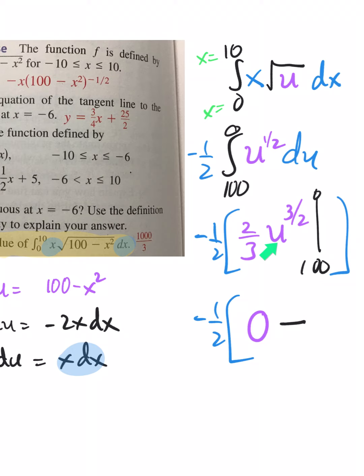100 to the 3/2 is 100 to the 1/2 to the 3rd, and 100 to the 1/2 is just 10, and 10 to the 3rd is 1,000. So we have 2,000 over 3. Alright, so that's negative 2,000 over 3 times negative 1/2, which is positive 2,000 over 2 times 3, or 1,000 over 3.